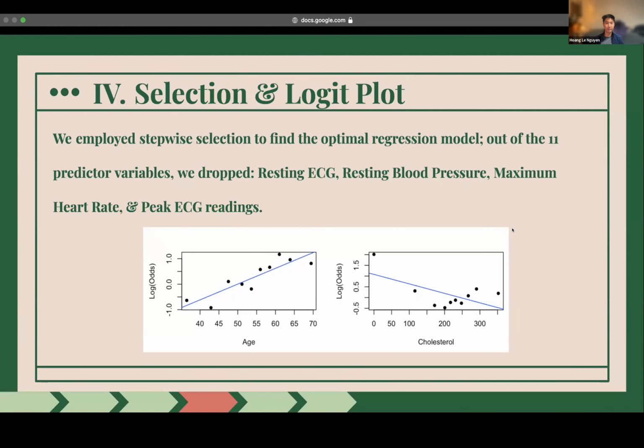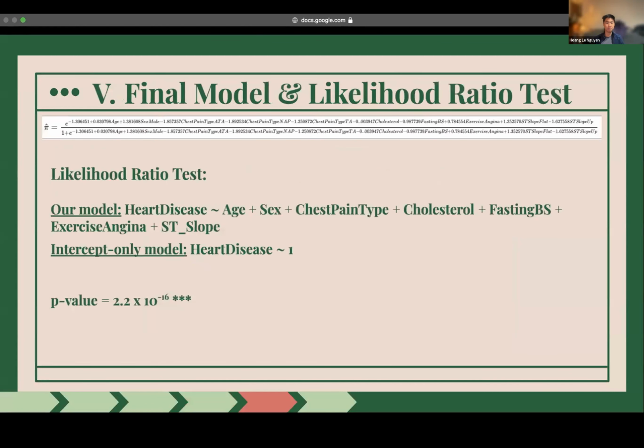With our final model, we plotted a logit plot, which showed a fairly linear association between the predictor and the response variable. So with that in mind, we can arrive at our final model, which has the predictors of age, sex, chest pain type, cholesterol, fasting BS, exercise angina, and the ST slope.